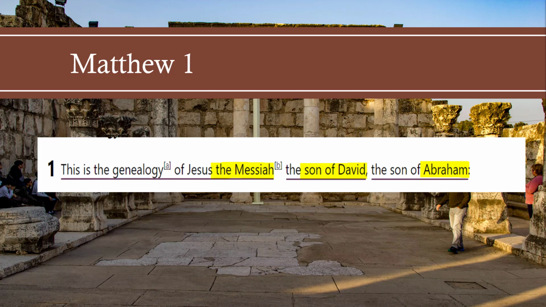He's not from Poland or Norway, no offense to any of those countries, or Peru or wherever else. If you're going to be qualified to be the Messiah, you've got to be a descendant of Abraham. You have to be Jewish. So right off the top, he's laying out these bona fides of Jesus so that the reader knows what's coming next.